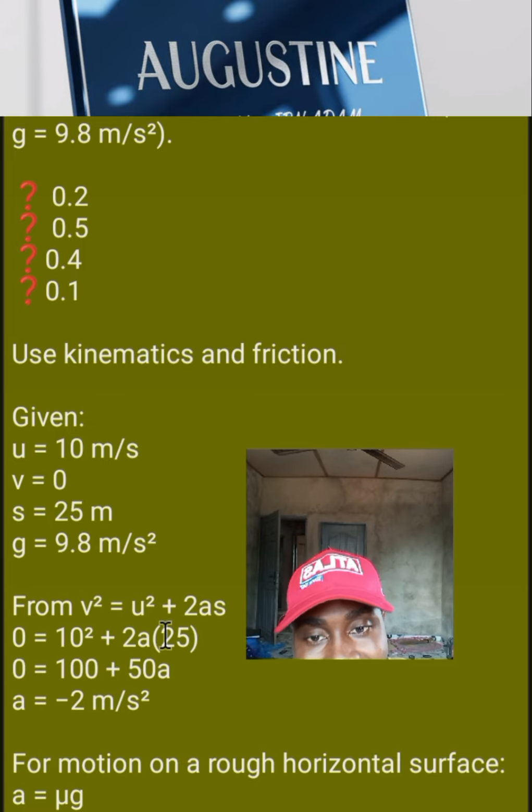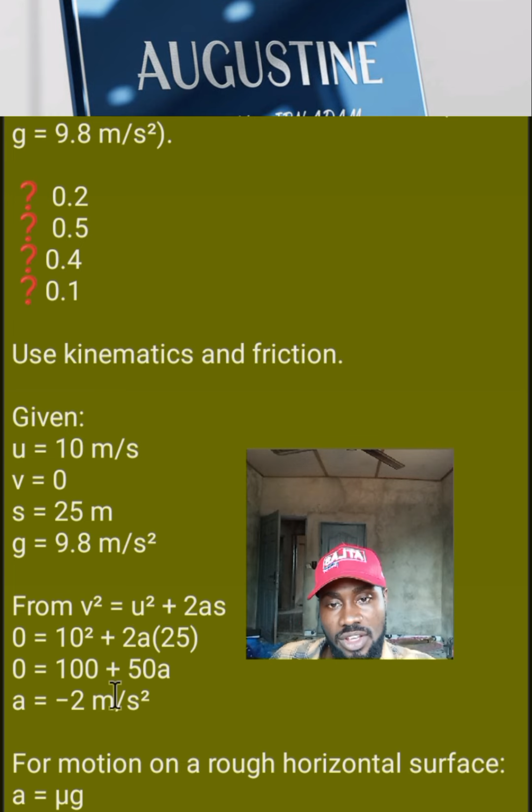So that distance will be S, we will put it in the 2A bracket. See, the distance there will be S, which is 25. Okay, so if we solve 10 times 10 now, we get 100. Now the 100 you see here, plus 2 times 25, that A goes there. 2 times 25 now gives 50. So we are left with 0 equals 100 plus 50A.